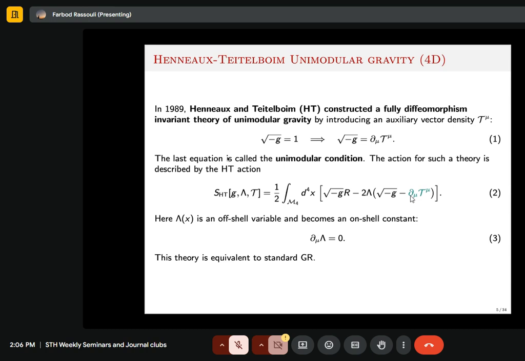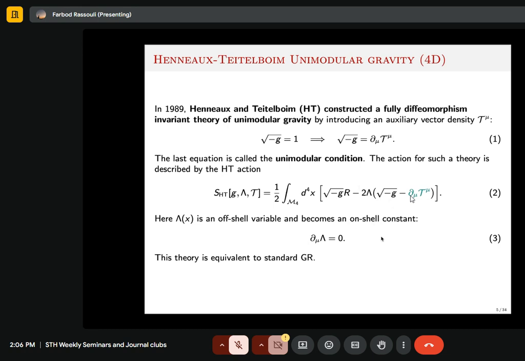Tony Padilla from Nottingham University, for instance, says there is a difference in the IR quantum part, but classically it is the same, as you can see very quickly from equation number 2. So lambda right now is an off-shell variable, but if you vary T mu, you will get the on-shell constraint that lambda is a constant, and when you vary lambda, it will give you the unimodular condition here in 1.